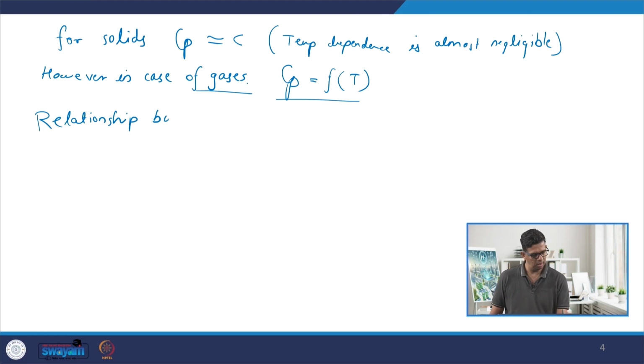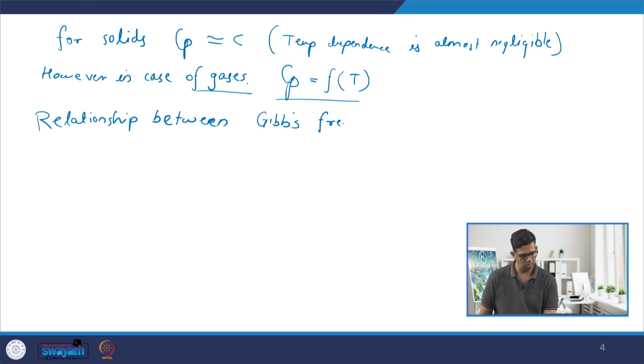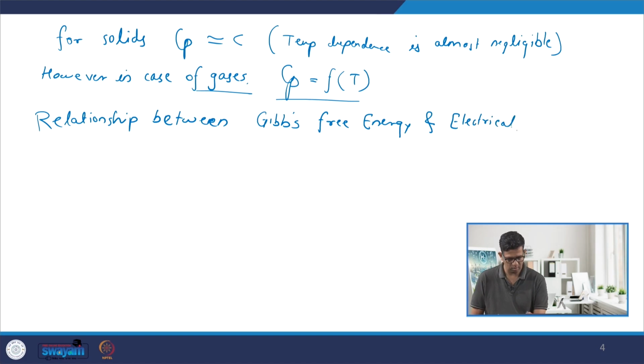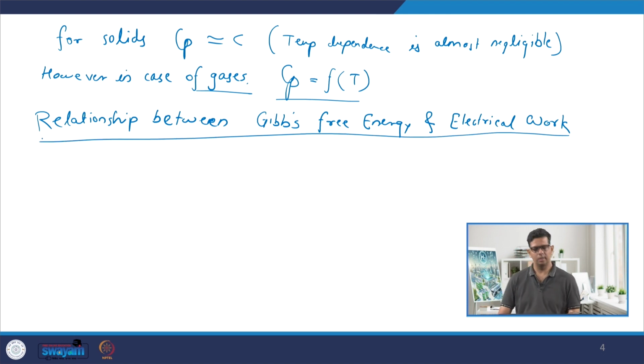the relationship between Gibbs free energy and the electrical work. So, it is a very simple derivation.